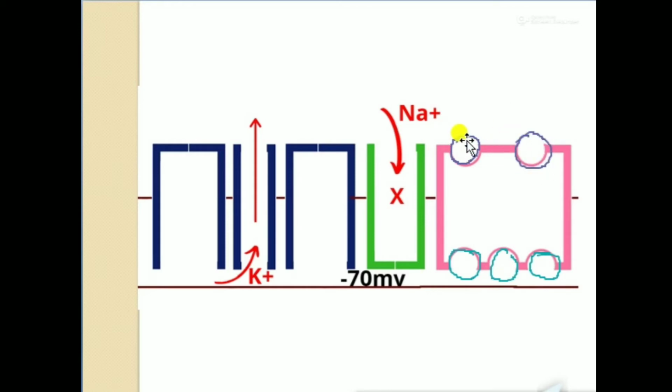After the binding, the pump rotates itself. That means at a time 3 sodium ions and 2 potassium ions are bound. After the rotation, what will happen? 3 sodium ions will go out, 2 potassium ions will go in. That means this pump helps to maintain minus 70 volt.